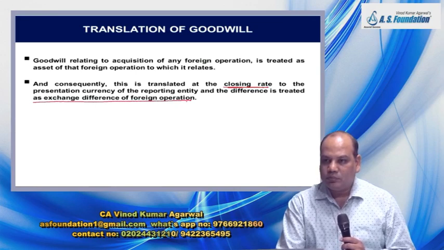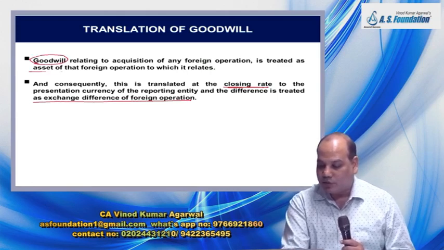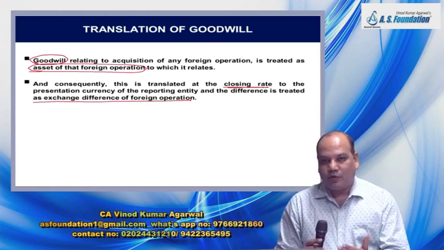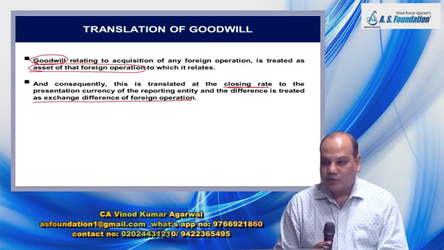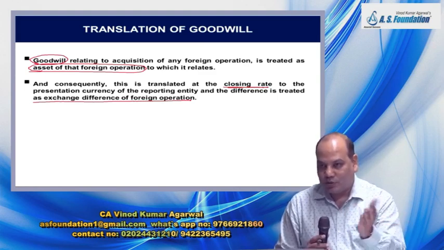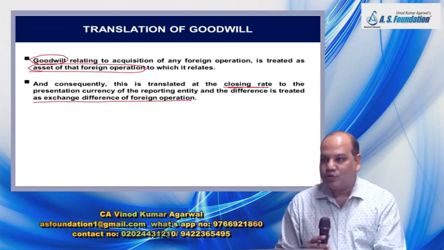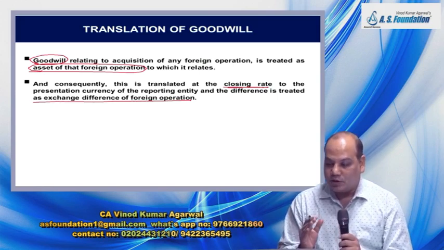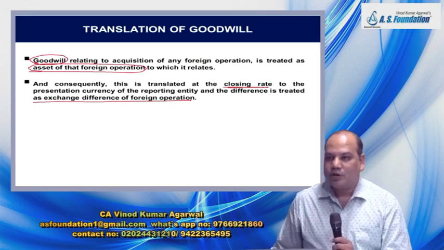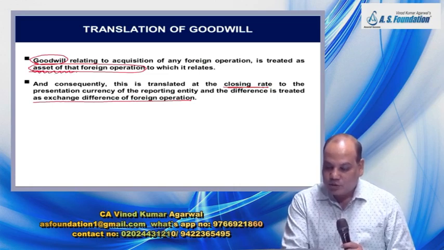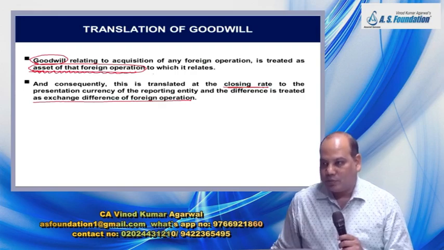Goodwill is treated as a part of asset of the foreign operation. That is the logic. This goodwill you have acquired or paid for when you acquired the foreign subsidiary. So therefore it is treated as an asset of the foreign subsidiary. And then what is the rule for asset of the foreign subsidiary? Closing rate. Again, next rule, exchange difference goes to FCTR. Exchange difference will be transferred to FCTR in case of translation of foreign operation into presentation currency of the reporting entity. So this is what the standard says. Treat the goodwill also as an asset of the foreign operation.